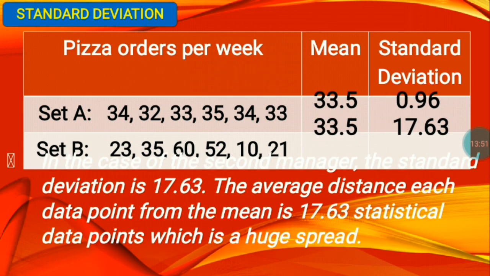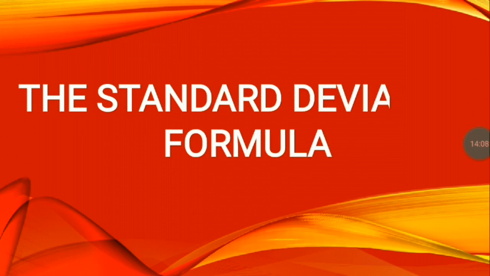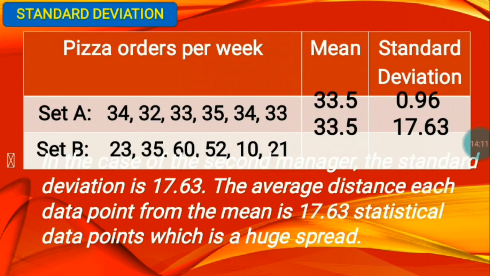Now, in the case of the second manager, the standard deviation is 17.63. The average distance of each data point from the mean is 17.63, which is a huge spread. So, if you are the supervisor and there are two managers, which one would you choose? Which one is better for you? Basically, it's manager A because he or she is consistent.